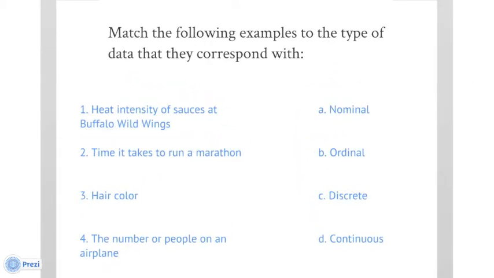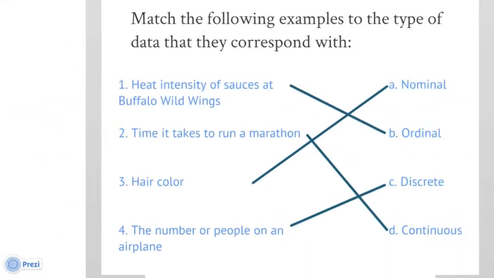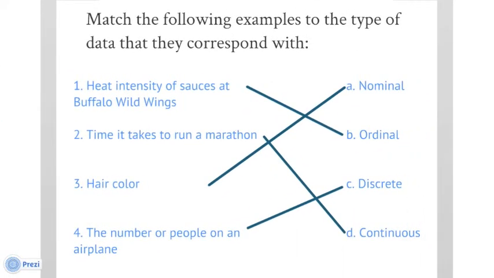Pause the video and try to match the following examples with the type of data that corresponds. When you're ready, press play and check your answers. The first example of heat intensity of sauces at Buffalo Wild Wings is an example of ordinal data. The heat intensity goes from mild to hottest. This has an underlying order to the data, which is the definition of ordinal data. This is more broadly defined under the category of qualitative data.